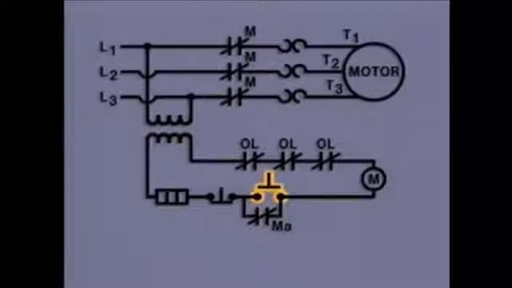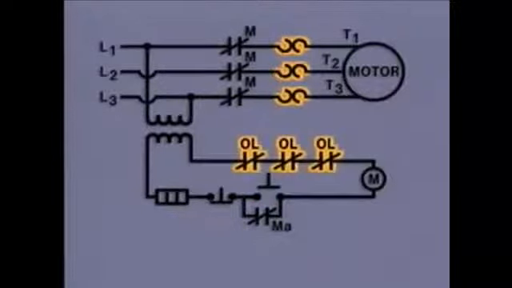After the start button has been released, maintaining contacts, labeled capital M, small a, remain closed to maintain current flow to the M coil. The maintaining contacts are auxiliary contacts operated by the M coil. If an overload occurs, the overload devices open the overload contacts.